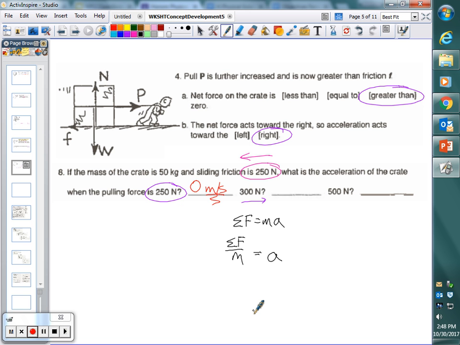50. What's the mass of this crate? 50. If we have 50 newtons of net force over 50 kilograms of mass, what's the acceleration going to be?